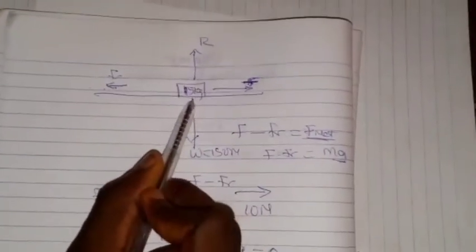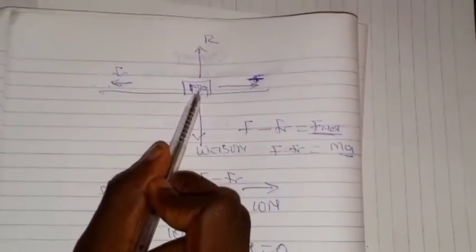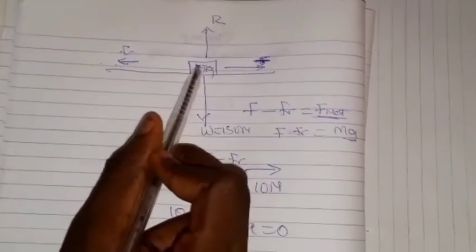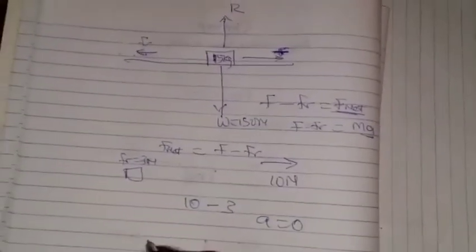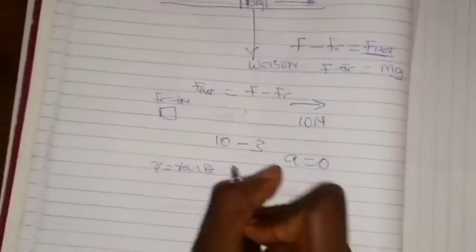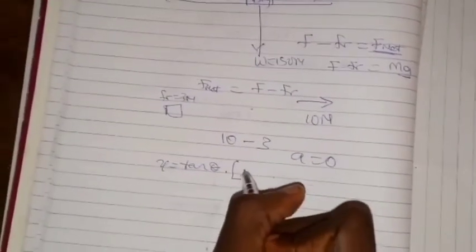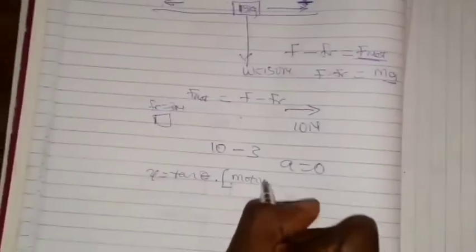Yes, if this body is not moving, please take note. If this body is not moving, your acceleration is what? Zero. Your acceleration is zero. And you must have known that they used to say mu is equals to tan theta. This formula is only functional when there is movement, when there is motion.